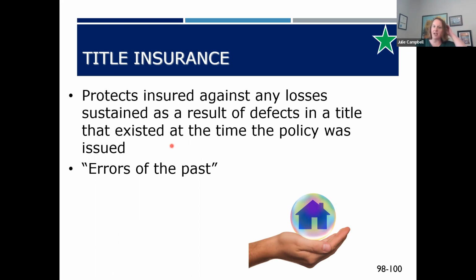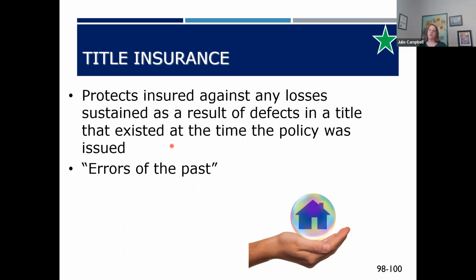Title insurance is going to protect the current owner. Please understand, yesterday they were the buyer. They received the title. They received the marketable title. Today, that buyer is the owner. So title insurance protects the current owner from errors of the past that couldn't have been discovered by the closing attorney's title search. Not everything is on public records. A lot of stuff is, but not everything.